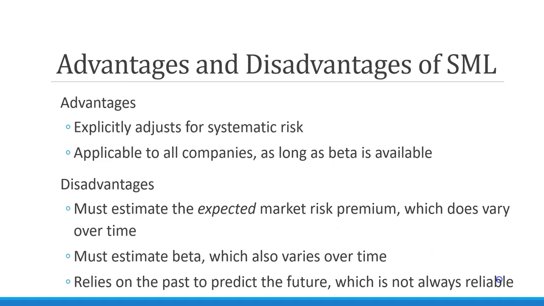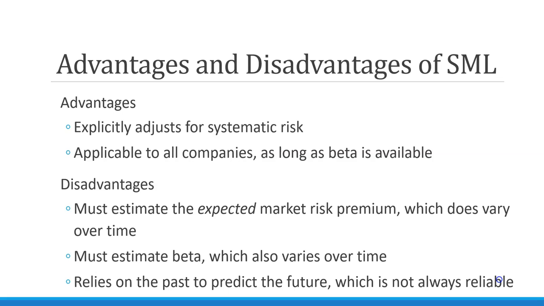Okay, the advantages are that we are adjusting for systematic risk, and we can use it for any company that we have a beta for, even companies that aren't currently paying dividends. The disadvantage is that we must estimate the expected market risk premium, which does vary over time.